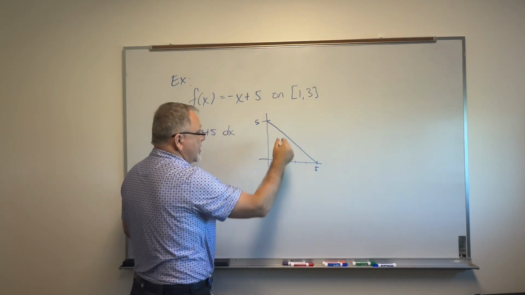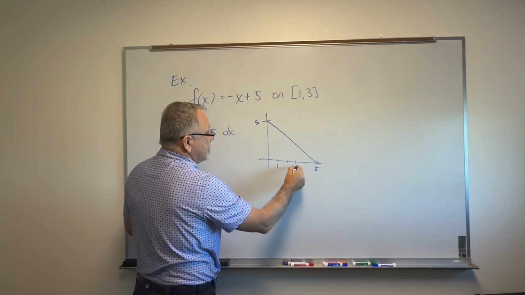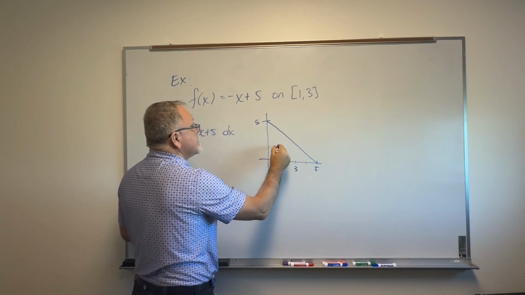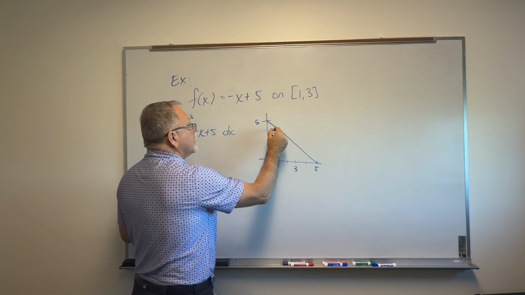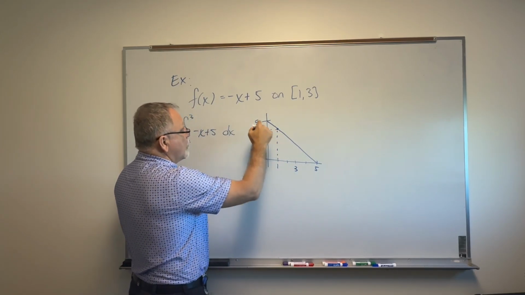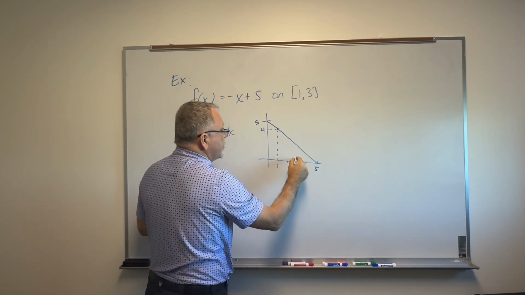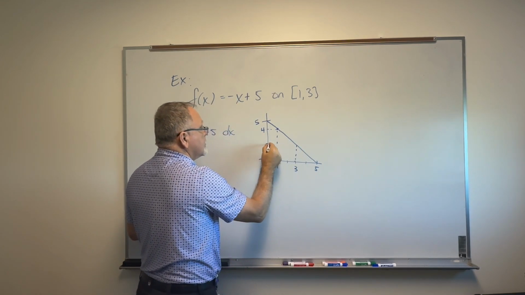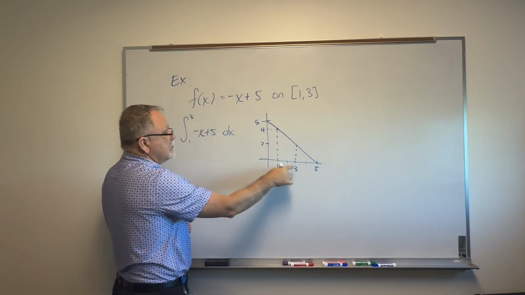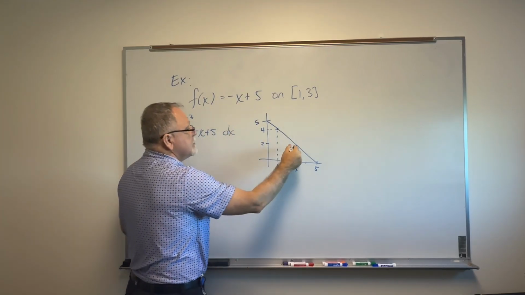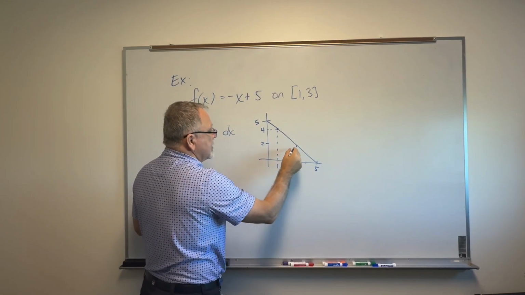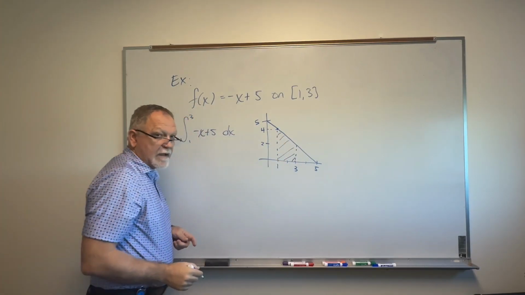I'm interested in what's going on between 1 and 3. So 1's up here. This is a value of 4. I can plug in the 1 in there: negative 1 plus 5 is 4. 3 is up here at a value of 2. Negative 3 plus 5 is 2. So I'm interested in this area here.